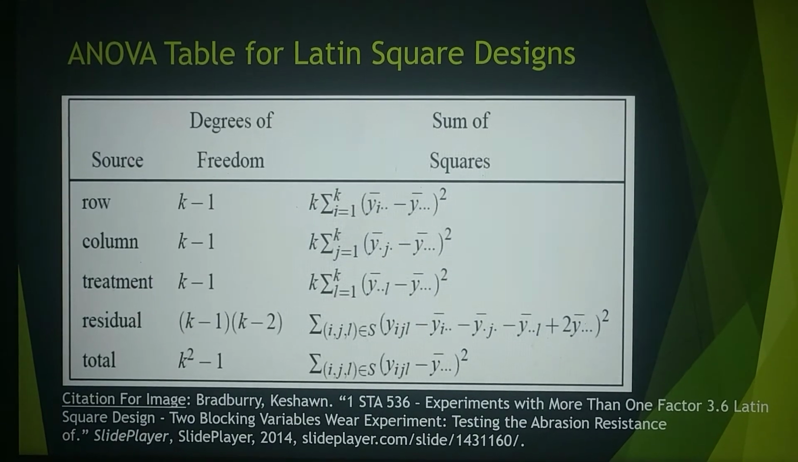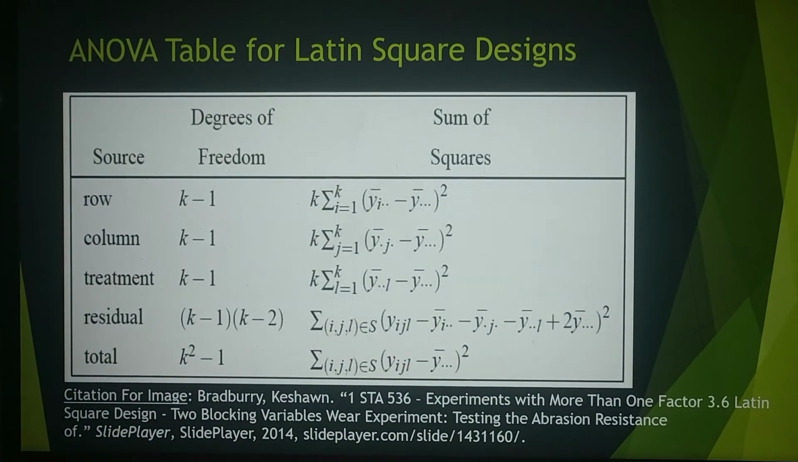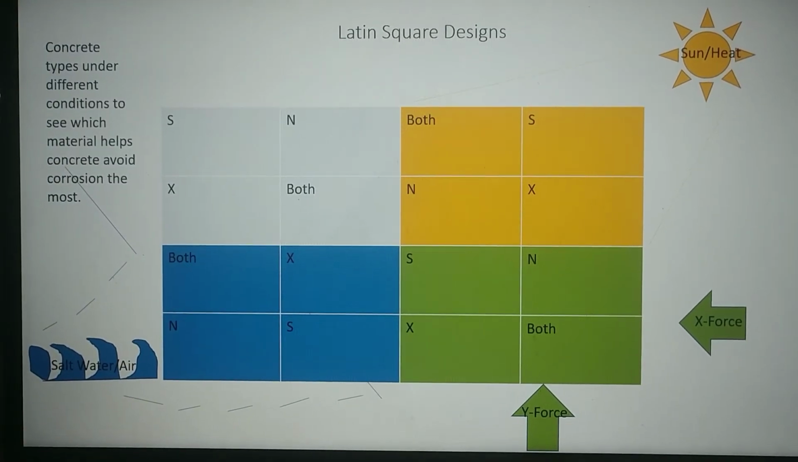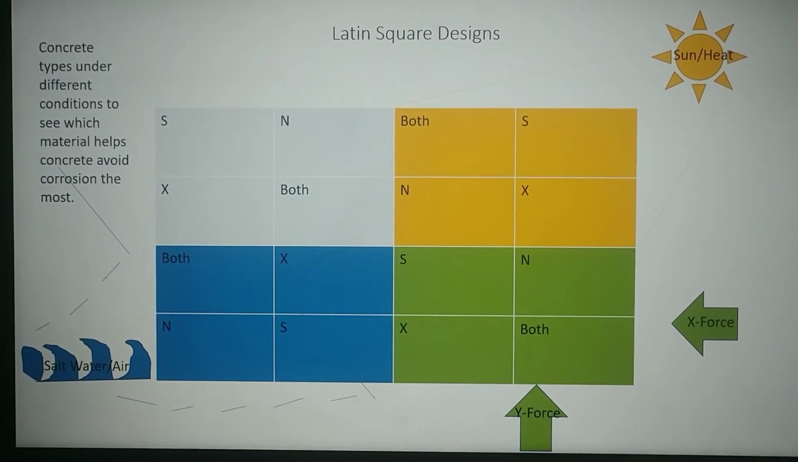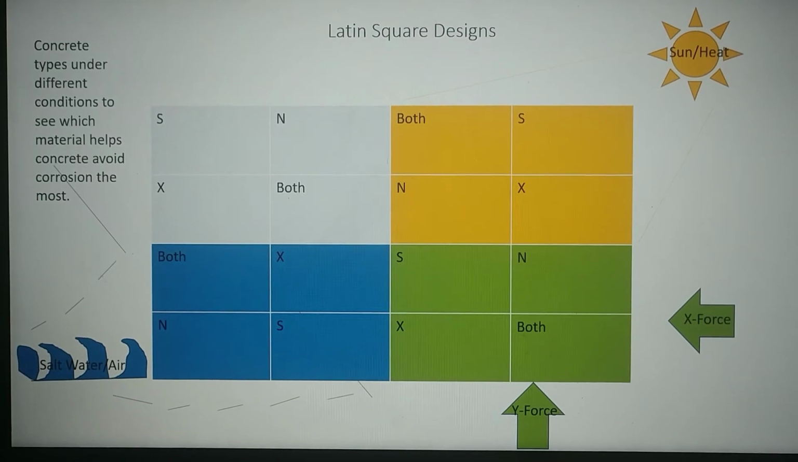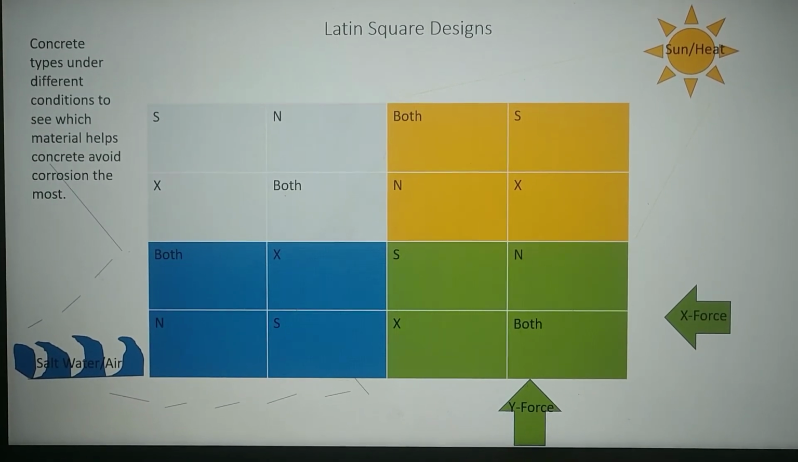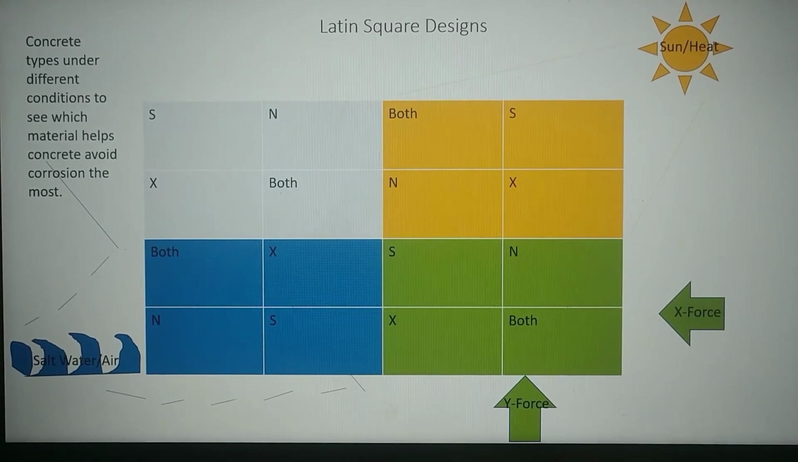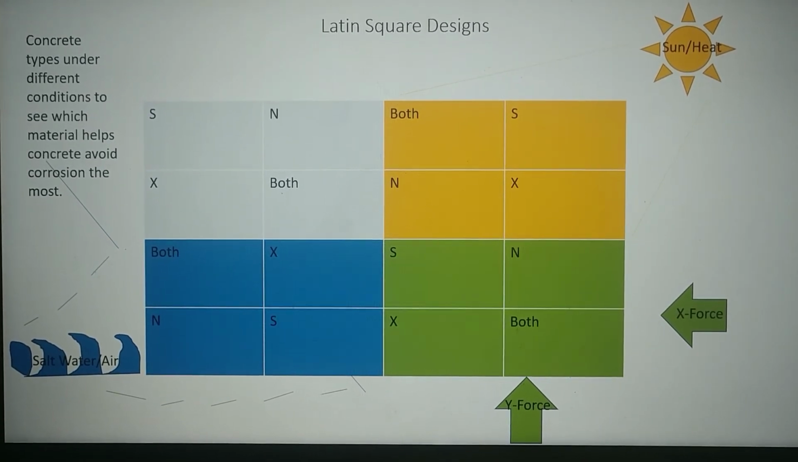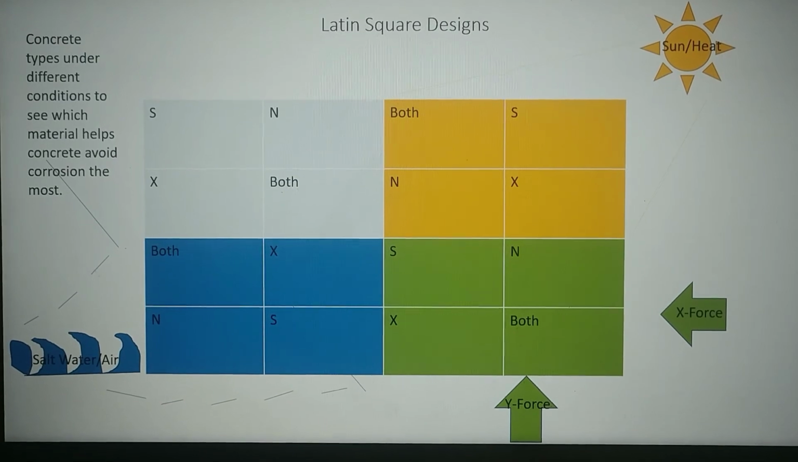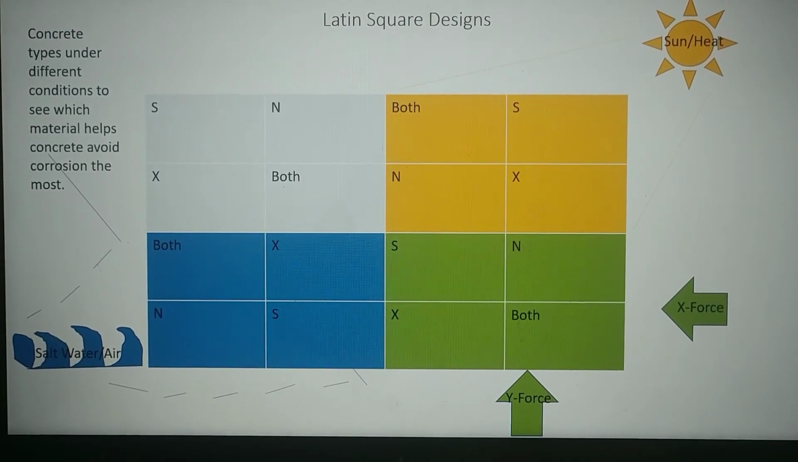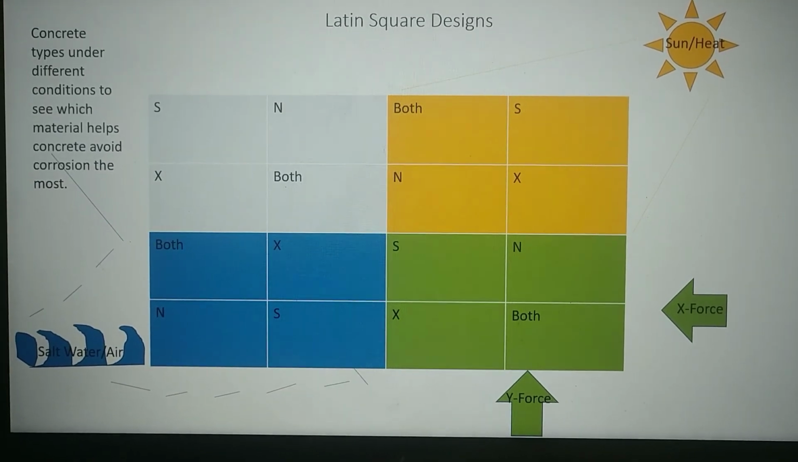This is just the calculation page for the ANOVA table for Latin square designs. Here we have a Latin square design when it's been applied to an engineering hypothesis. As you can see, each corner has different weather conditions, and within those corners are 3 different types of concrete treatments and 1 with no treatment. This exposes all of the different ways the concrete treatments could be affected by the weather, so you could examine and determine which treatment performs best under certain weather conditions.